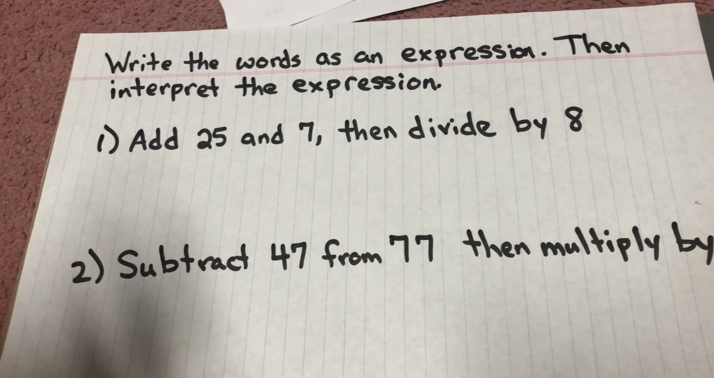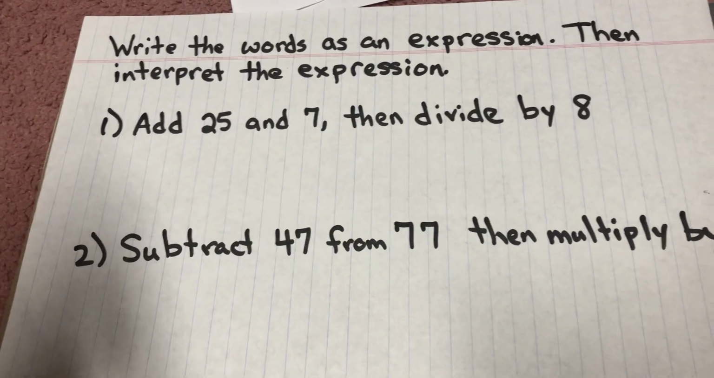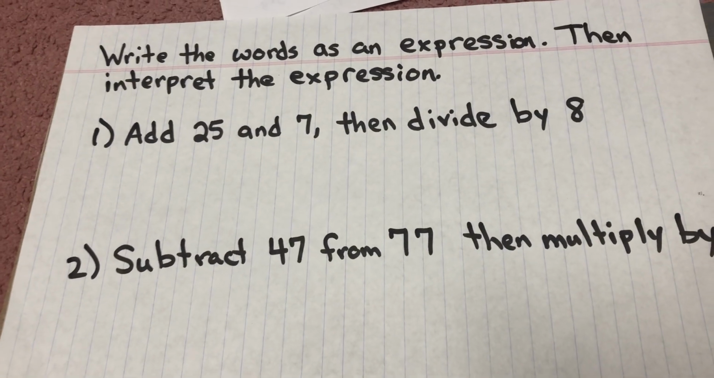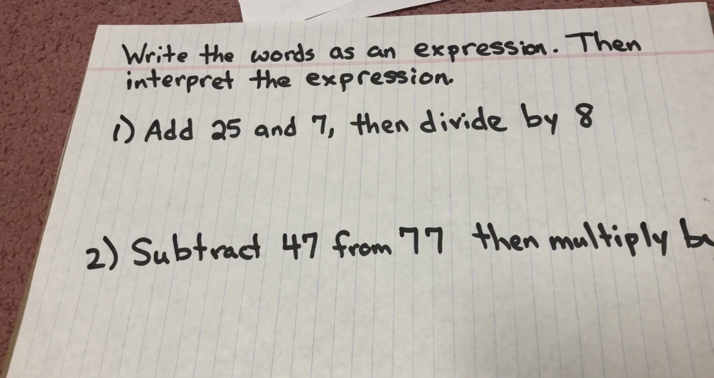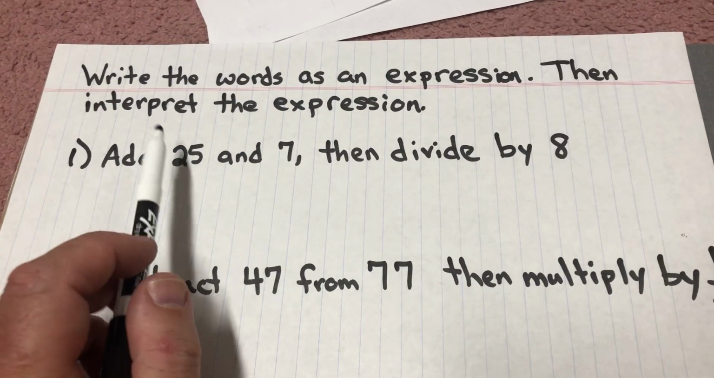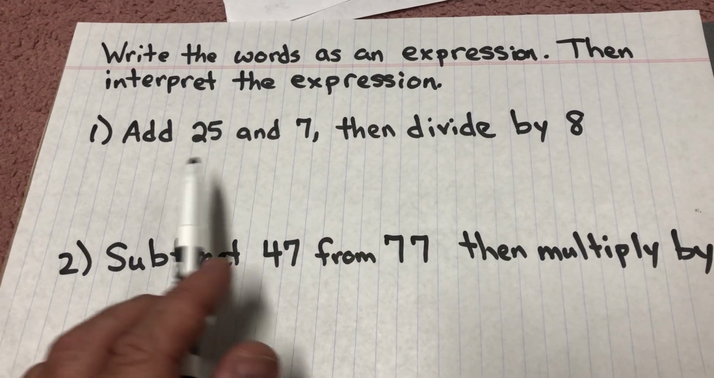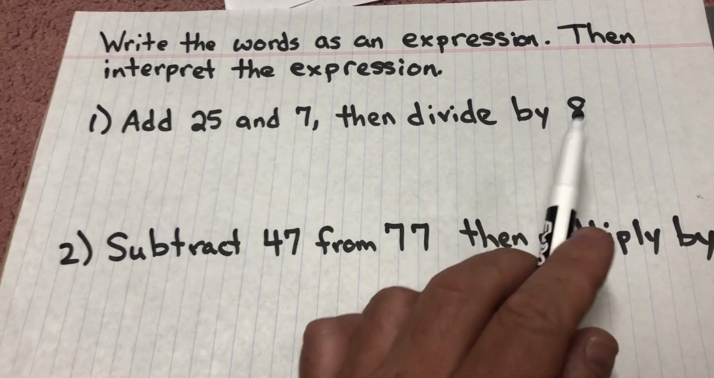So basically, we're going to be doing what we just did, and then we're going to be interpreting, giving the mathematical steps, what type of math problems I'm doing in order. So write the words as an expression, then interpret the expression. It says add 25 and 7, then divide by 8.